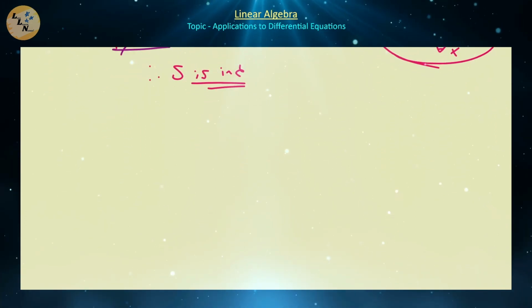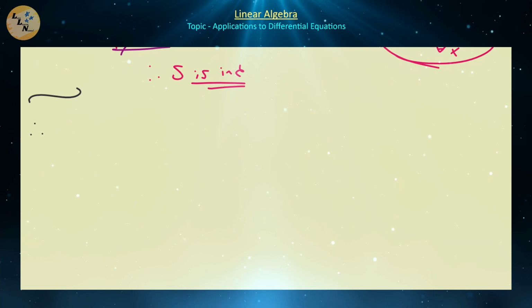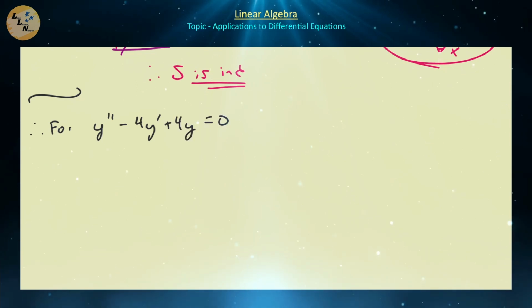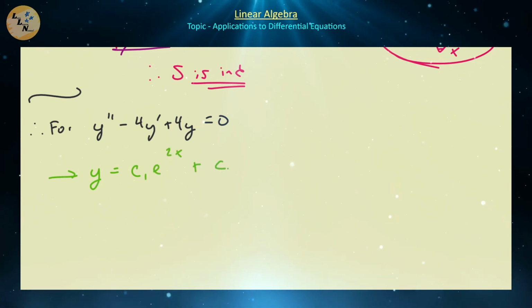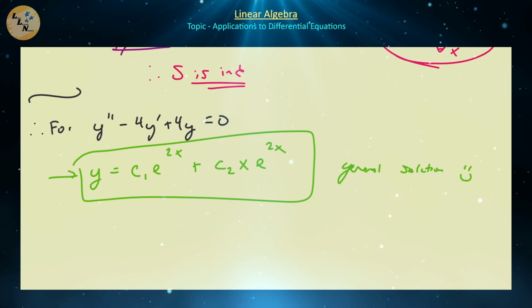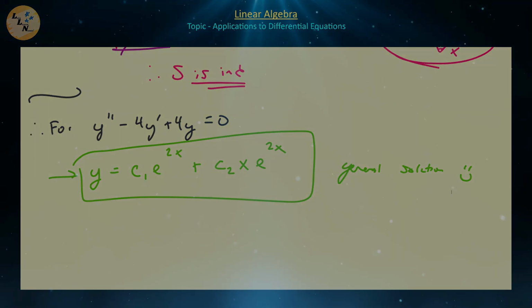So let's conclude for our example and what we can say. For our differential equation, y double prime minus 4y prime plus 4y is equal to 0, the general solution is y is equal to c1 e to the 2x plus c2 x e to the 2x, where c1 and c2 are scalars. That is going to be our general solution. Right? So that's what you can do when you have repeated scalars in your characteristic equation.